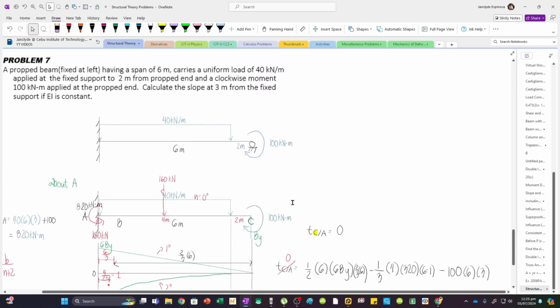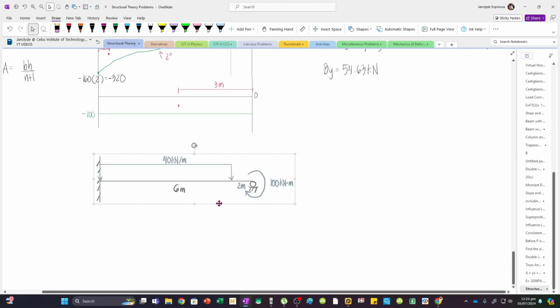But we're not done yet. The question is to calculate the slope at 3 meters from the fixed end. So let's copy this, and then we will place the reactions.